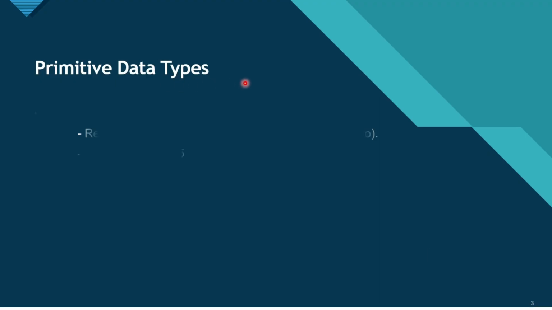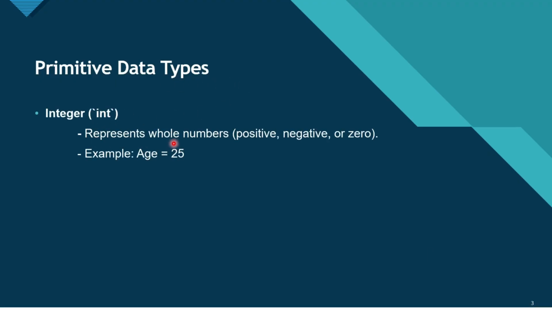Coming to the primitive data types, integer. Integer represents whole numbers like positive, negative, 0. In this example, age equal to 25. 25 is a number, age is a variable. It represents the integer data type. Float. Float represents decimal numbers like pi equal to 3.14. 3.14 is a decimal number, pi is a variable. It represents the float data type.